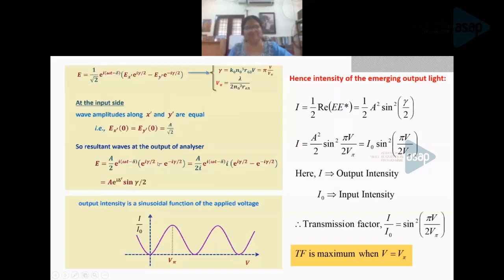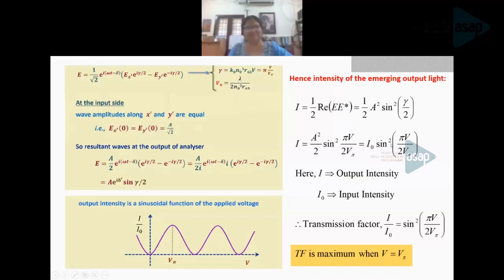Okay. Now find out the transmission factor, the output intensity divided by input intensity. From this equation, you will get sin square pi V by 2 V pi. This is the transmission factor. This we have plotted here versus the applied voltage.